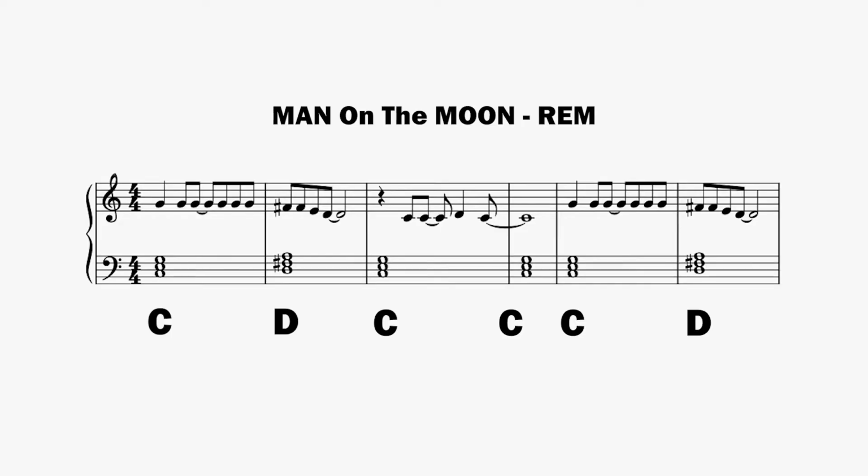Borrowing the 4 chord from Aeolian is extremely common, and it gives a melancholic and longing character in the music. The last example is Man on the Moon by REM.